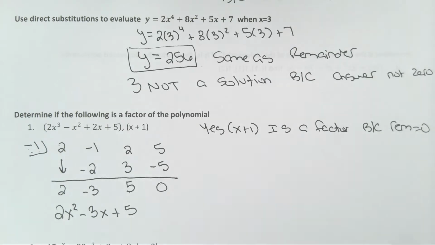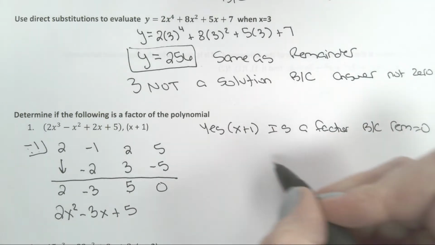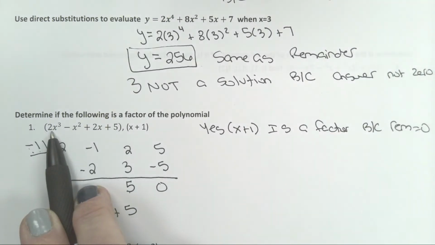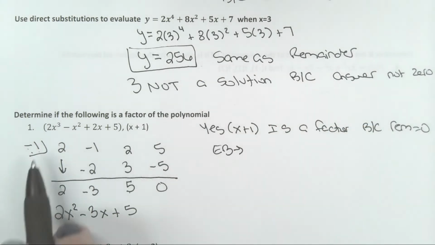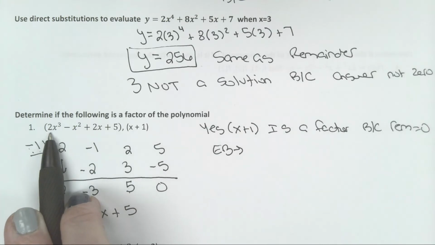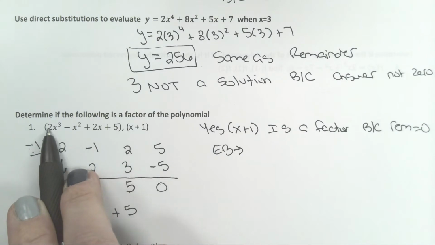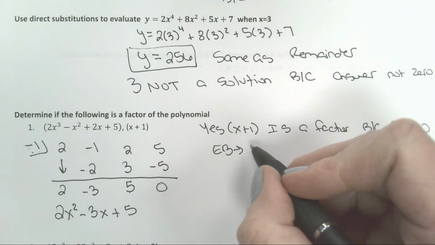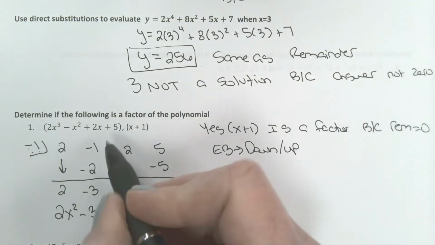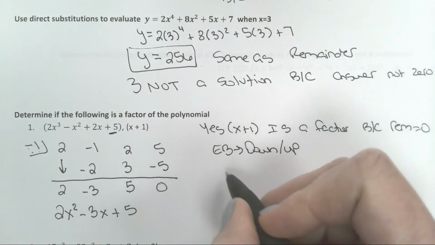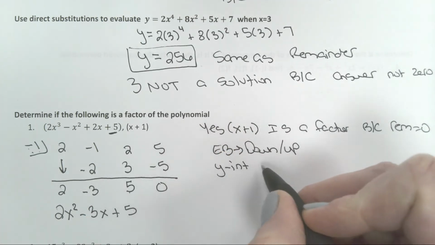The other thing that we had been doing is we had been sketching a graph. So if you wanted to work on sketching a graph, first thing that I would do is I would look at the end behavior. The leading coefficient and its exponent tells the end behavior, and that combination of a positive leading coefficient and an odd exponent means that it goes down and up. That 5 right there tells me my y-intercept.